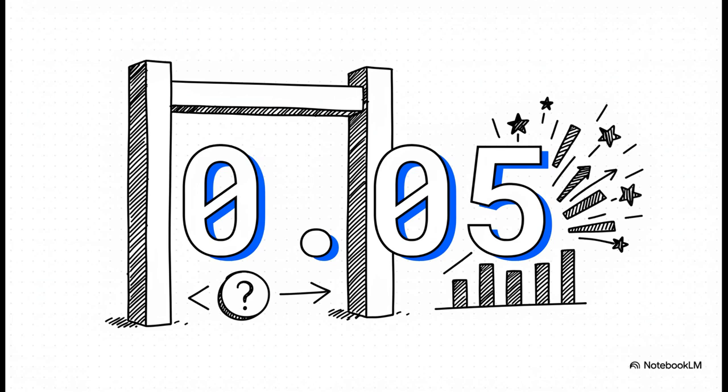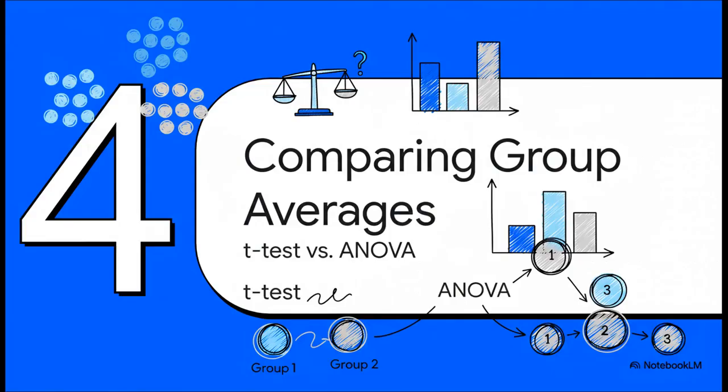That gives us the green light to reject the null hypothesis. There's a common saying that's really helpful. If the p is low, then no must go. Okay, let's move on to a super common task, comparing the average values between different groups.